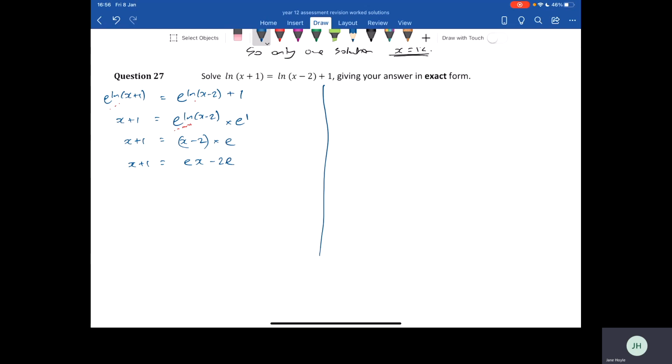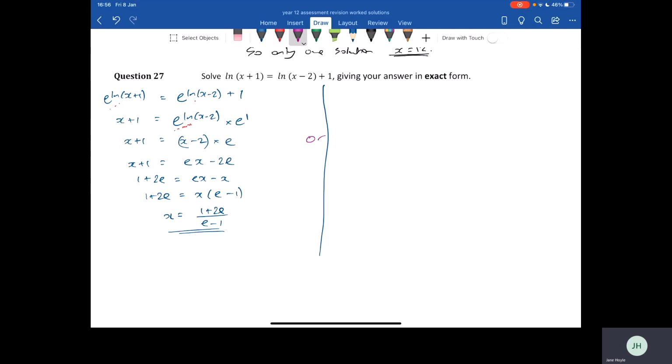So then x plus 1 is equal to e times (x − 2), which is ex − 2e. I want to make x the subject, so 1 plus 2e is equal to ex minus x. Take x out as a factor, and then finally divide: x equals (1 plus 2e) over (e minus 1).